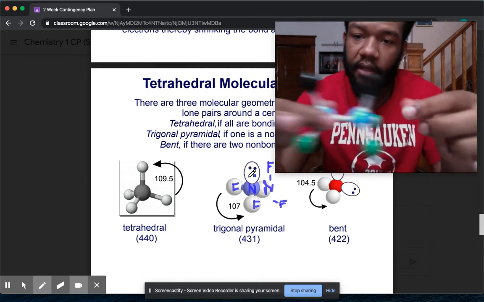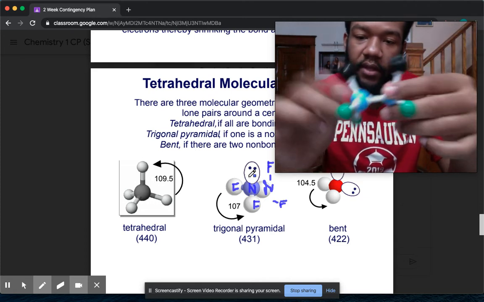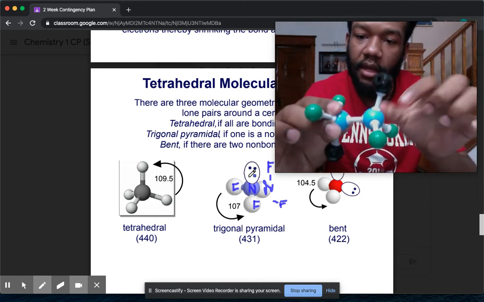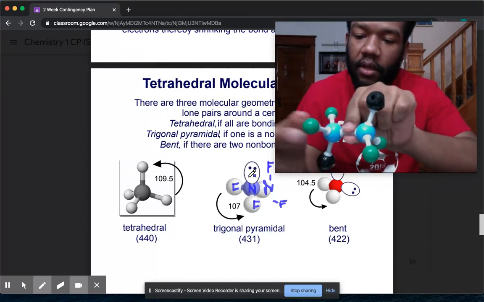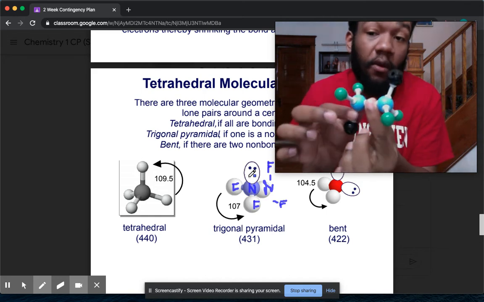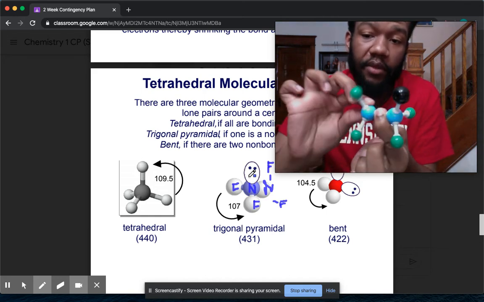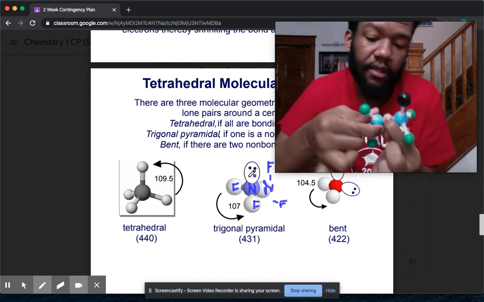When they're like this, they're all going down, so they add up. When it's like this, two up, two down, this is when they cancel. These are pulling up and these are pulling down and they cancel each other out. But this is the only position where it does that. In any other position, the pulls don't cancel and you do get something that makes it polar.